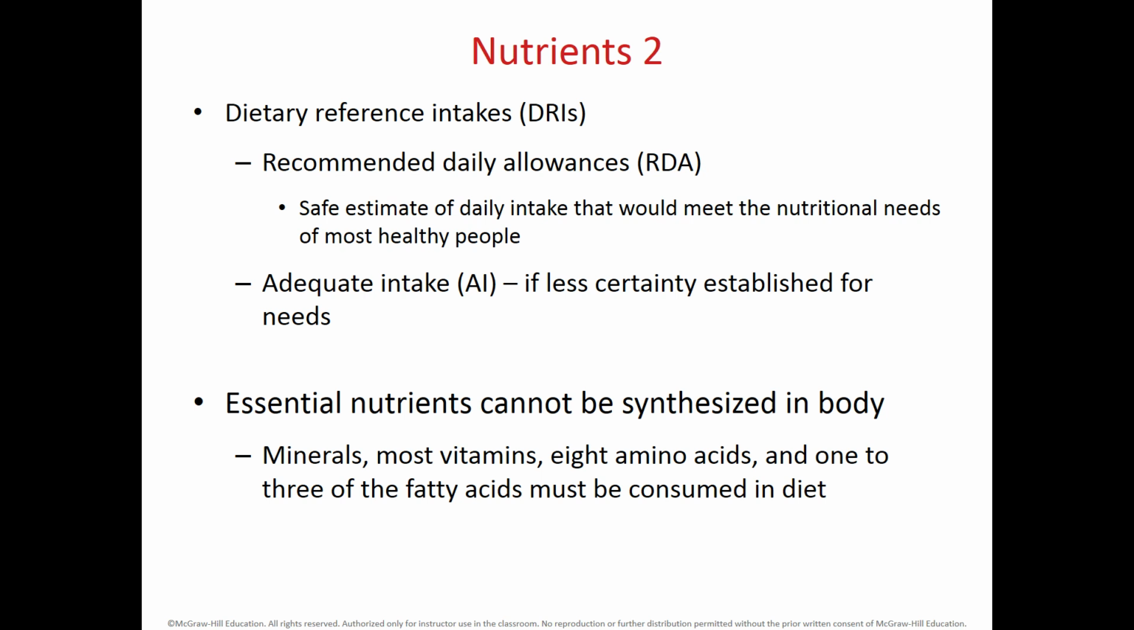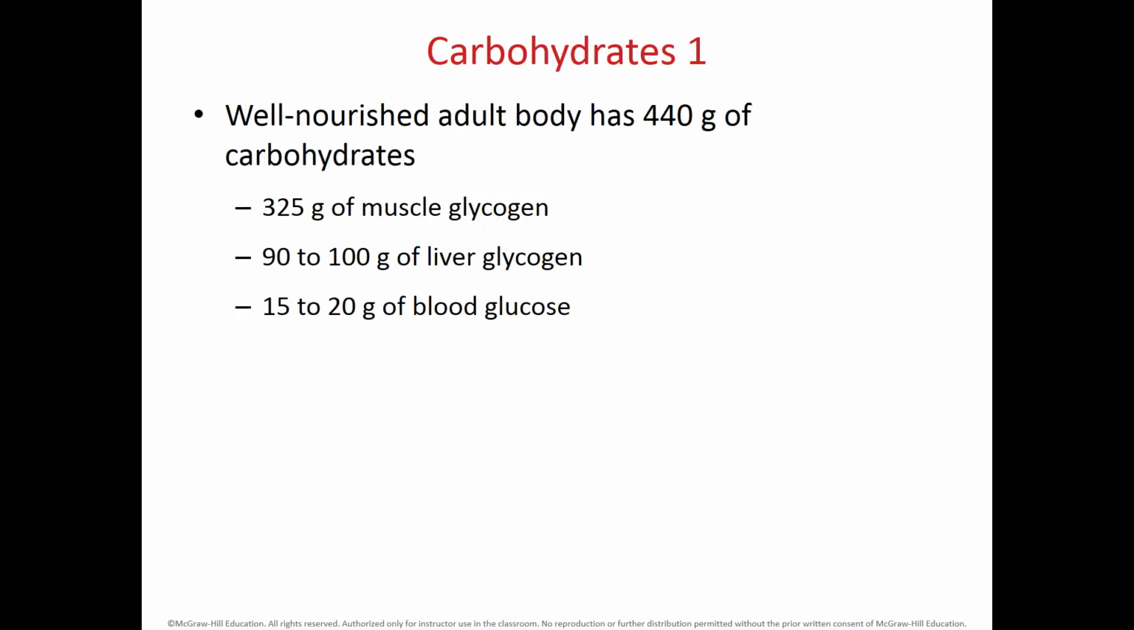Now, in general, we have essential nutrients that cannot be synthesized by the body, like minerals, most of the vitamins, and 8 amino acids, or 9 if they are children. And then 3 fatty acids are required by our diet. These are called essential.